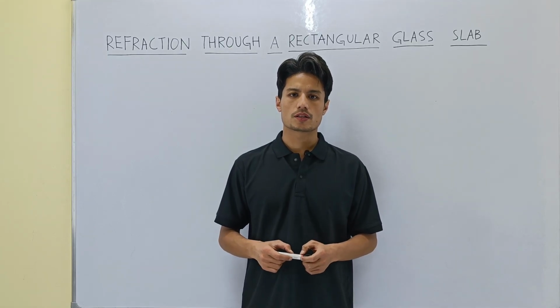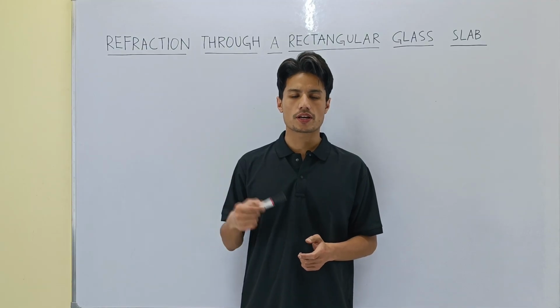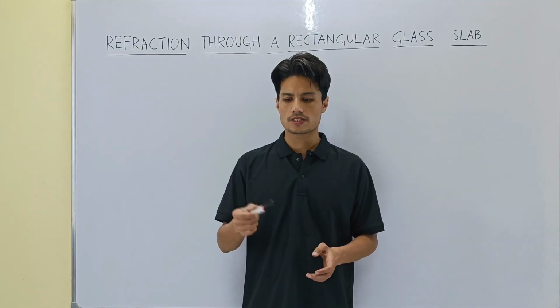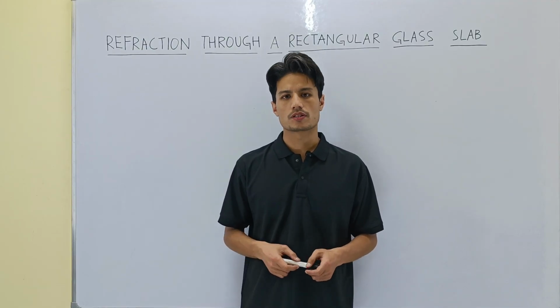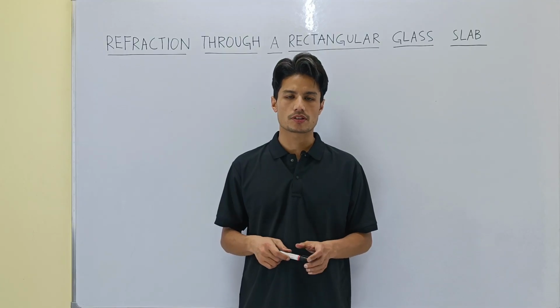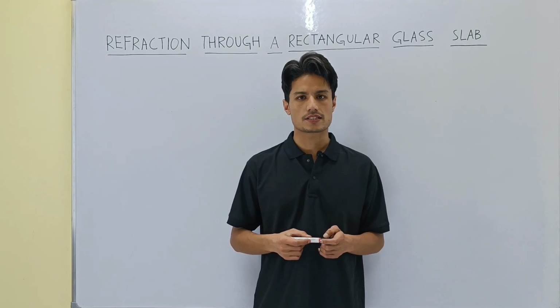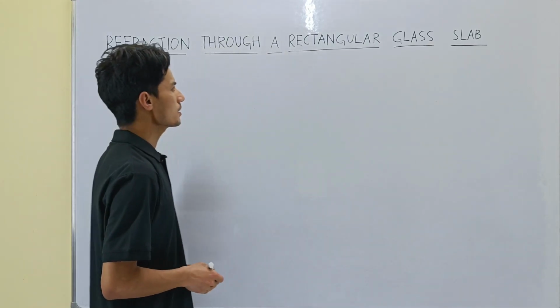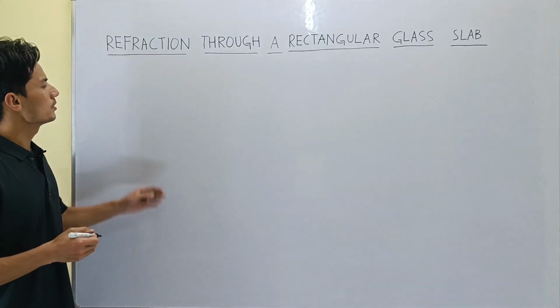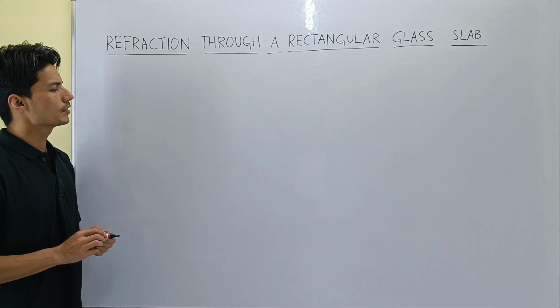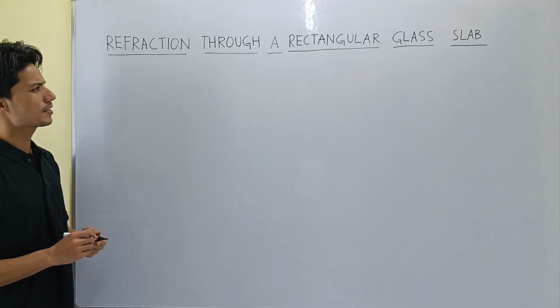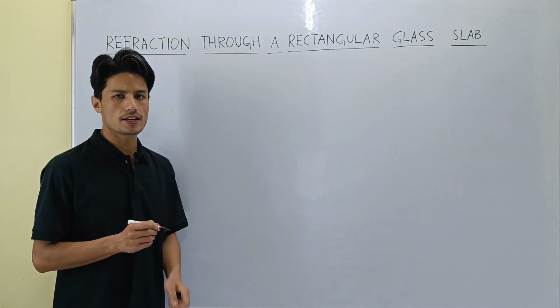In today's class, we will be learning about refraction through a rectangular glass slab. This is a topic in your textbook, and a very important topic also. So let us understand how refraction takes place through a rectangular glass slab. Let us understand how refraction takes place through a glass slab.